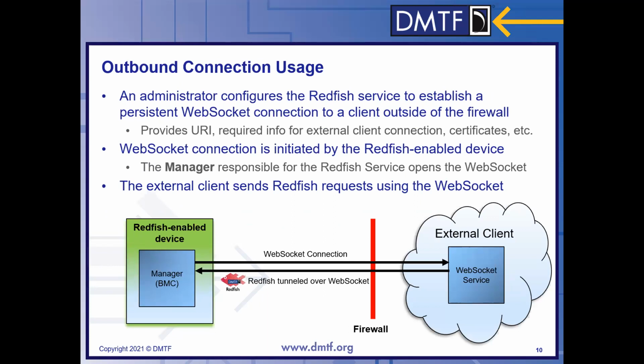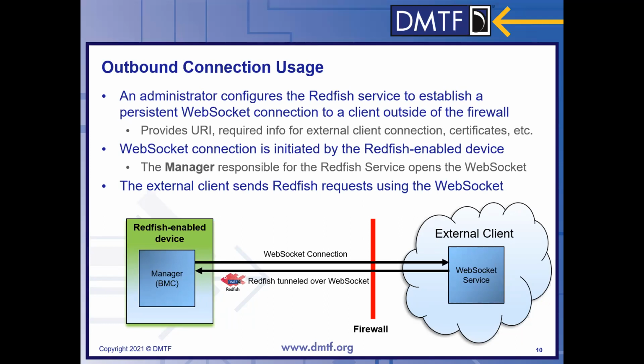And so kind of the workflow that you see here is that an administrator within the firewall would first configure the Redfish service to establish that persistent WebSocket going out to the external user. As part of that, the administrator would need to give the URI and any other required information to make that connection. Maybe there are certificates that they need to install to verify the external client. Maybe there are authorization headers that need to be provided as part of that WebSocket request. All that's configured in the Outbound Connection resource.